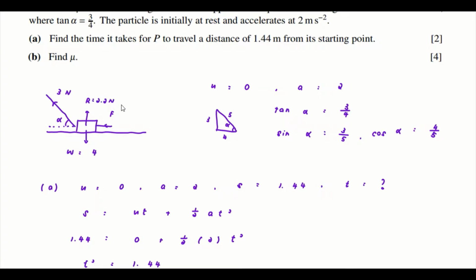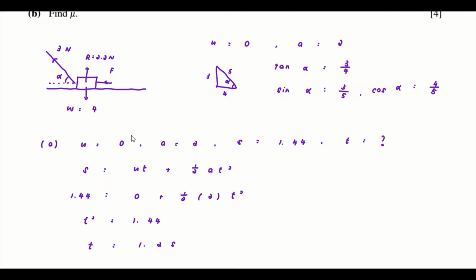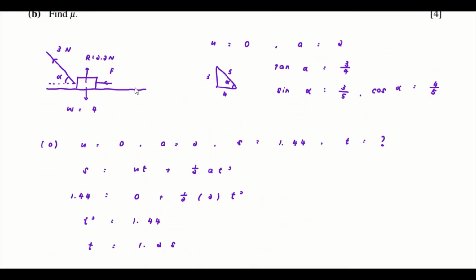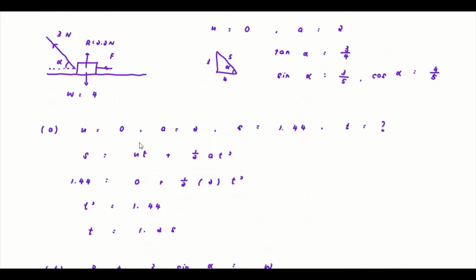So we get R equal to 2.2. Now we can resolve in the horizontal direction. Remember, because there's a net force, please do not treat it as equilibrium where the left-hand side and right-hand side are the same. Make sure that the net force is equal to ma. So the net force here will be equal to the force that you have, minus your friction. In this case, the force is 3 cos alpha.